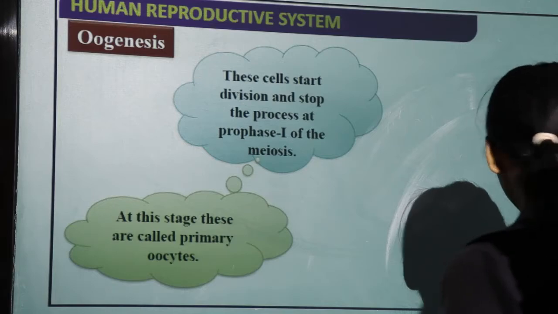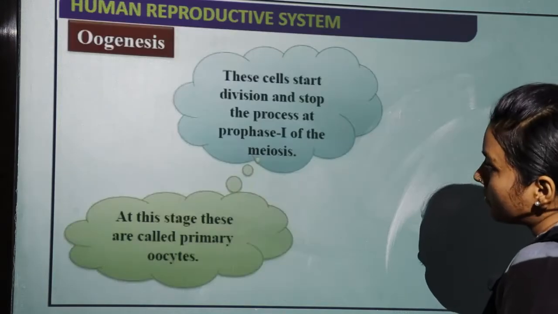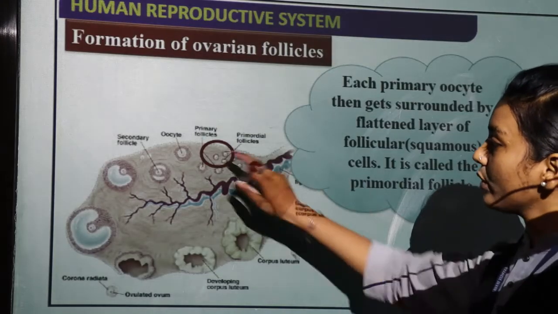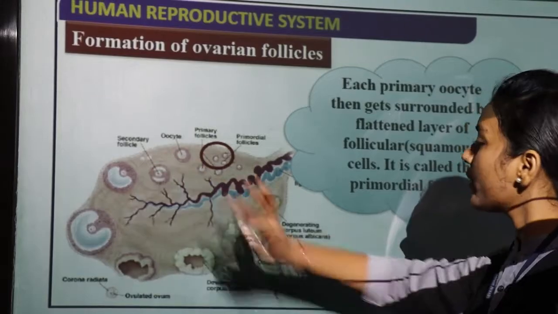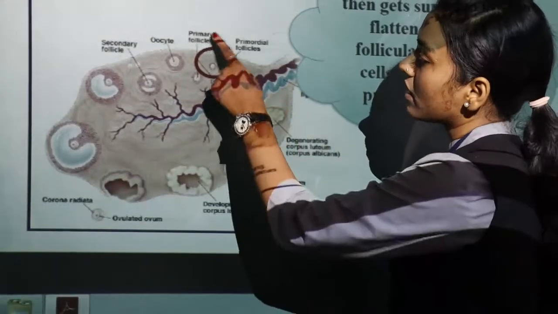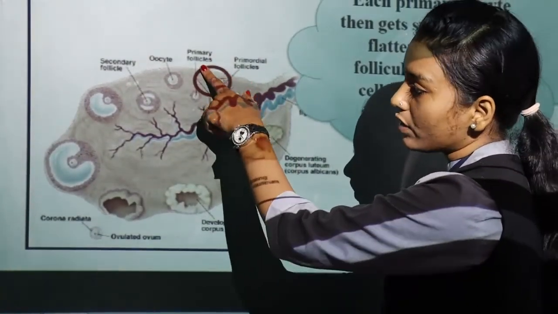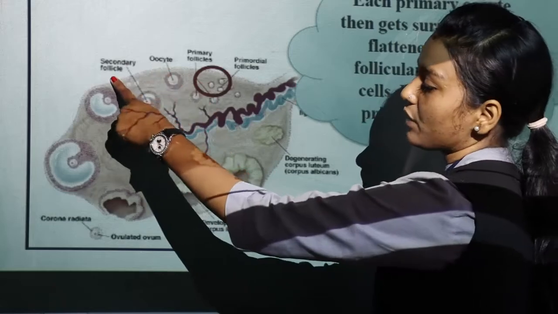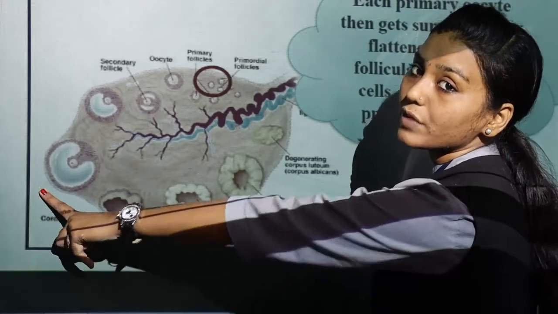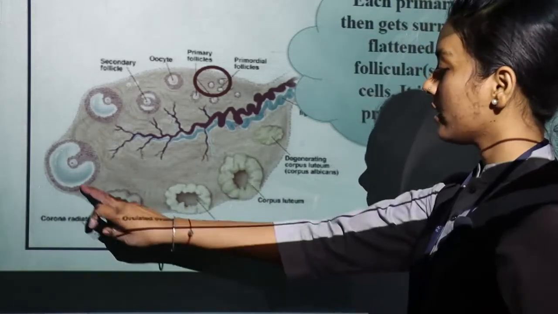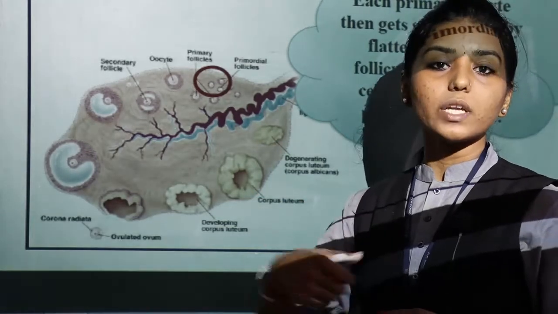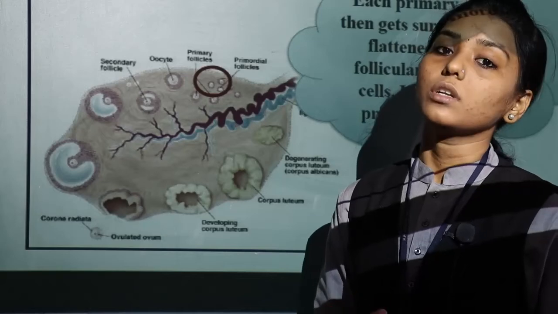Next we will see again. I have told you about primary follicle formation. I hope this diagram is not that clear, but see the point I am telling. Primary follicle formation, oocyte formation and secondary follicle. This secondary follicle will develop to form the Graafian follicle, the developed part. Then you see corpus luteum formation, and at last the mature ovum is released with the help of the ovulation process.